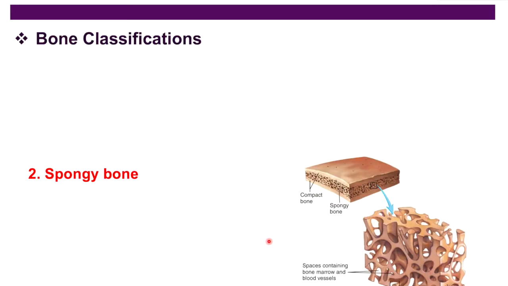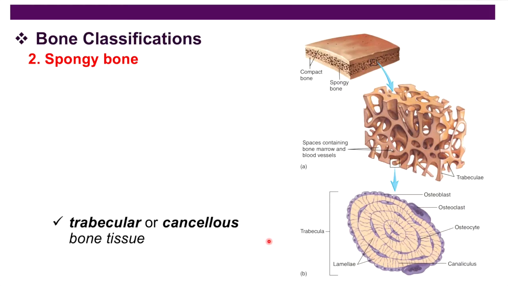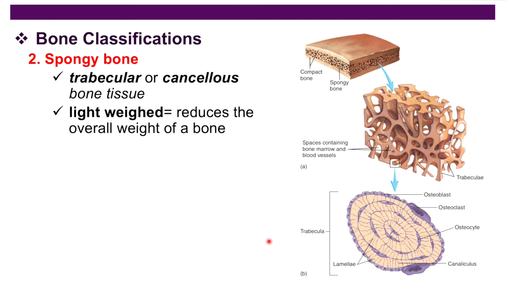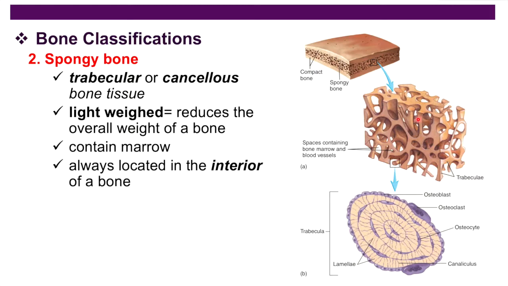The other kind of bone tissue is the spongy bone, also known as trabecular or cancellous bone tissue. Its name implies that it is more spacious or less dense than the compact bone. This feature is important in reducing the overall weight of the bone and in containing the red bone marrow. The spongy bone is located in the interior portion of the bone and is covered by the compact bone for protection.